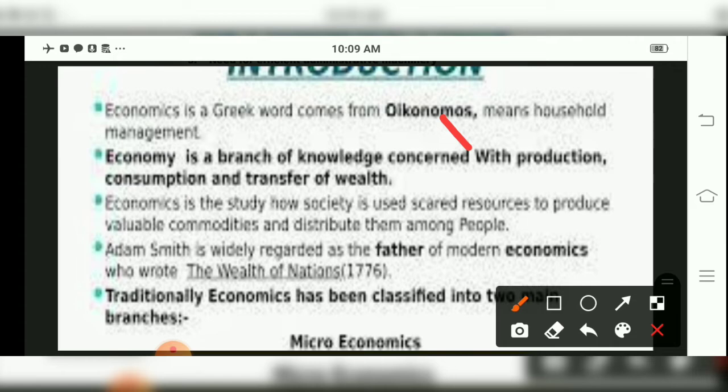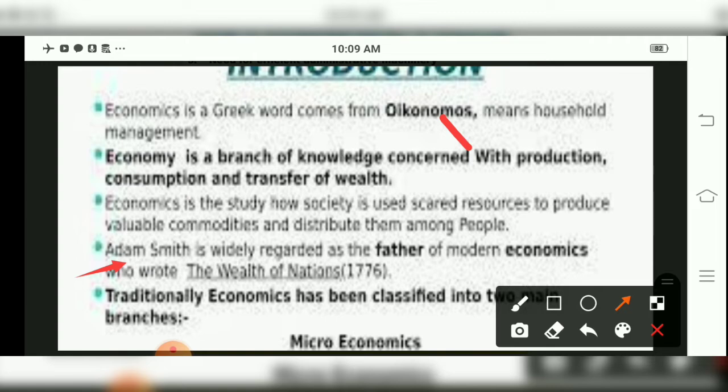Then you should remember as a commerce student, children, that Adam Smith is regarded as the father of modern economics, and he wrote the book Wealth of Nations in the year 1776, keep in mind. So Adam Smith is called the father of modern economics, children, as well as Professor Adam Smith wrote the book Wealth of Nations in the year 1776.